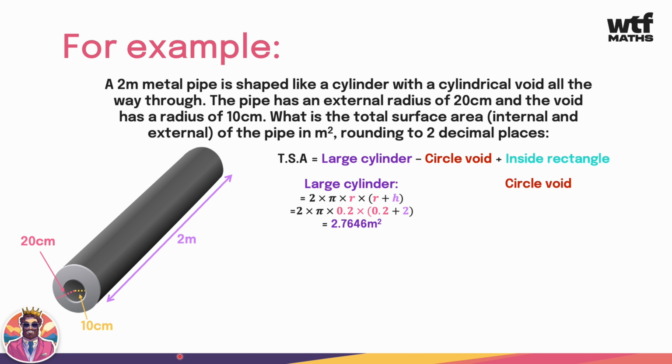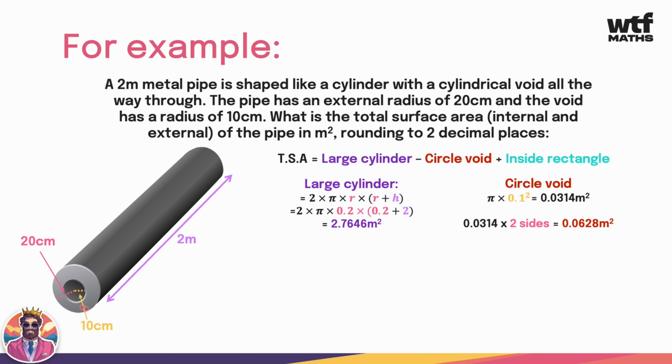The next thing we need to do is work out the circle void. So we know the radius of this internal shape here is 10 centimeters, so I'm going to use 0.1. So pi times 0.1 squared gives me that answer there, and then I double it because we're losing a circle on the front and the back of the pipe. So we're going to take away 0.0628 meters squared.